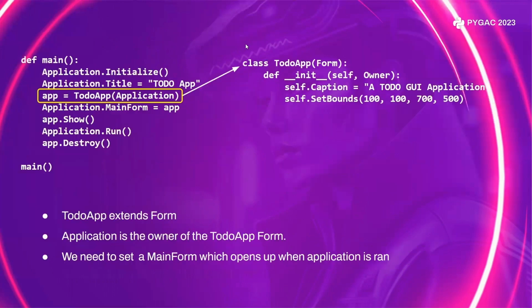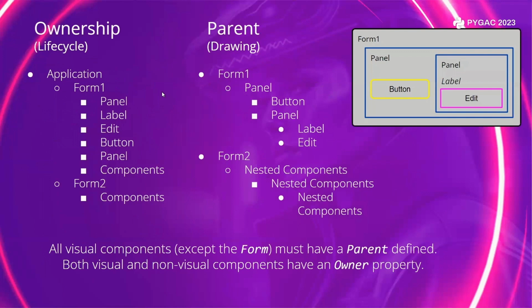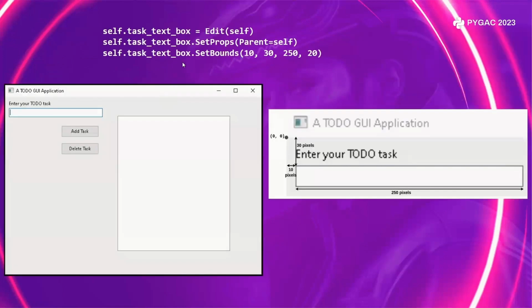Here, the application is the owner of the form, so when the application gets closed, this to-do app form gets closed. Similarly, the edit component has the parent as self, which is the to-do app, so when the to-do app gets closed, the edit doesn't have any meaning because it gets closed automatically.